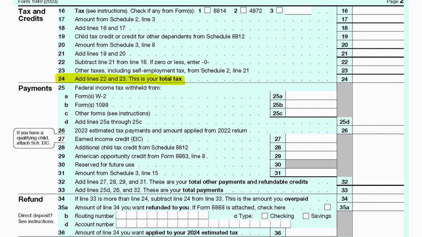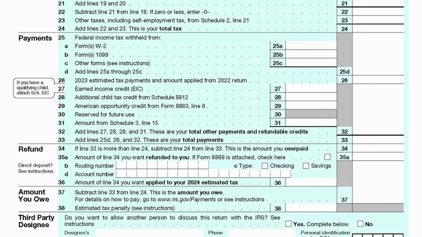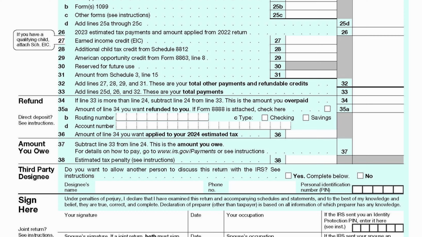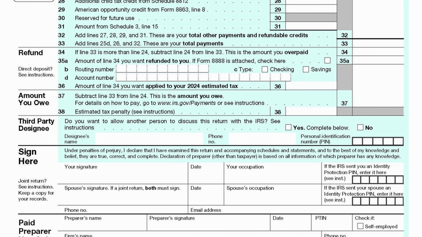Now, we have finally arrived at the total amount of tax that you owe for the year, which is shown on line 24 of the IRS Form 1040. The total amount of payments that you have made throughout the year shows up on line 33. If you overpaid your taxes for the year, then you will see a refund on line 34. If you underpaid your taxes throughout the year, then you will see the remainder of your tax liability that is due when you file your return on line 37.